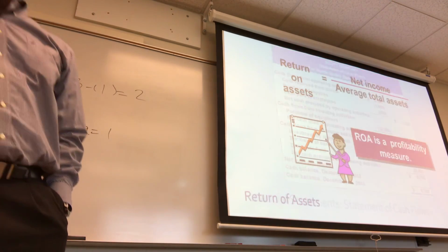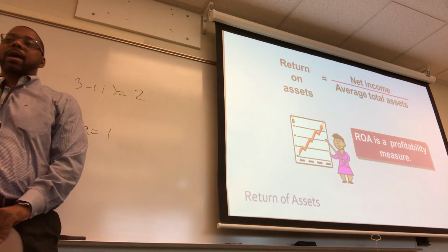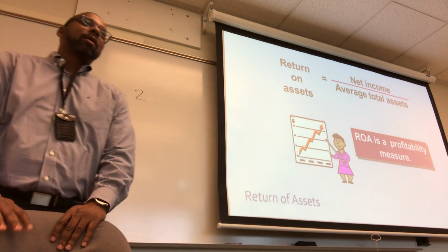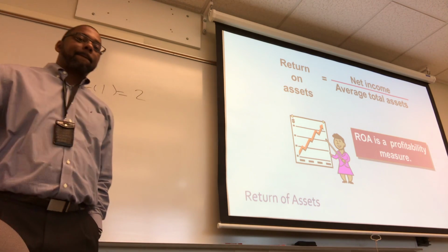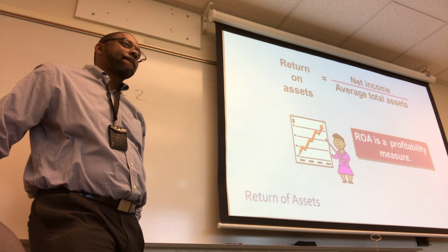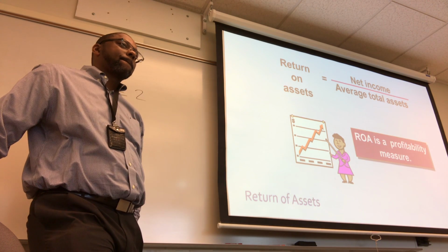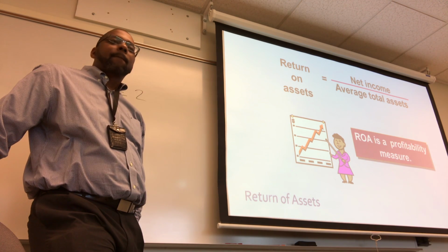Let me show you the ratio. Return on assets is the ratio. That is net income over average total assets. Any questions?